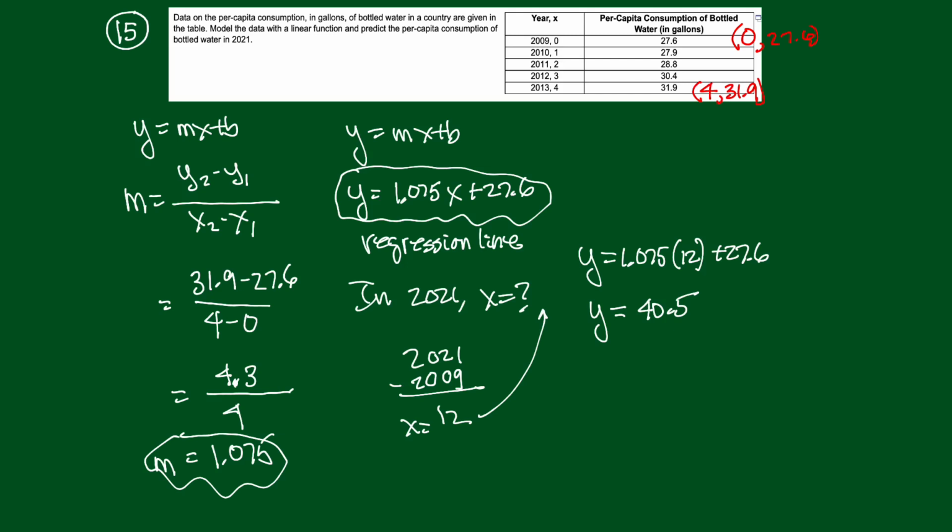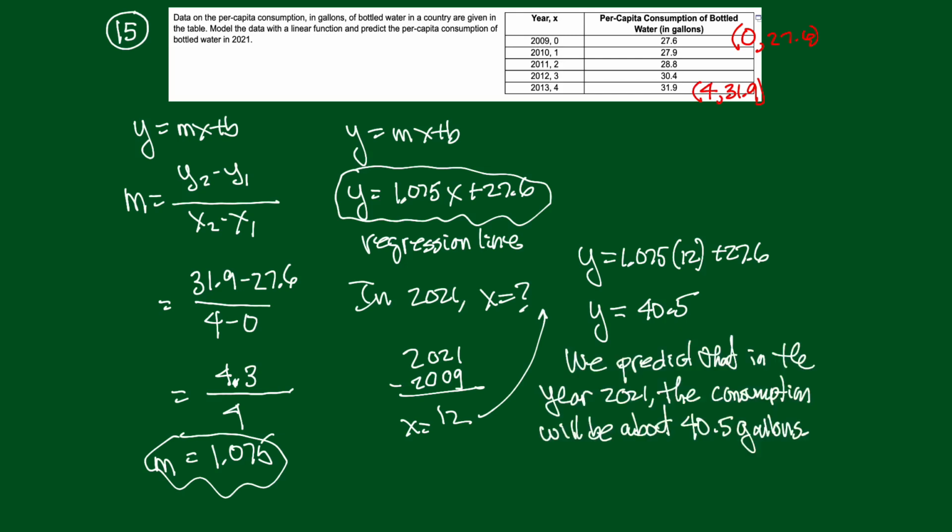Okay, now, I'm not going to write my answer as 40.5 because remember, what's the question? It says, make a prediction. Well, the prediction is not y equals. Like, what do you predict? Well, I predict y equals something. You don't say the y equals. So let's write a sentence to answer the question. We predict that in the year 2021, the per capita consumption of bottled water will be about 40.5 gallons.